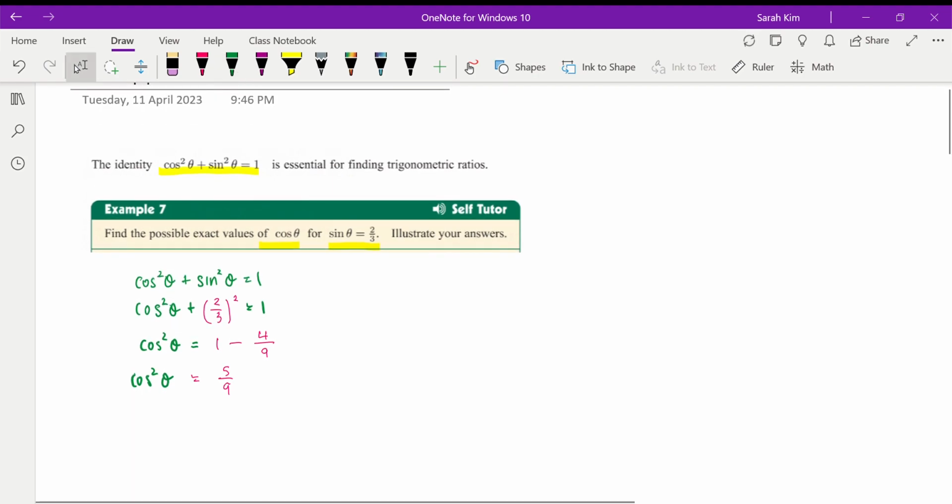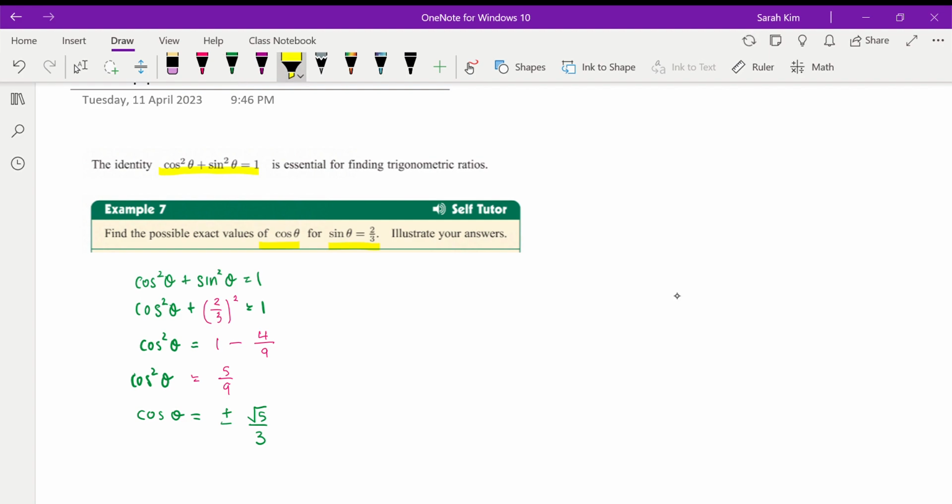I don't want cos squared, I want cos theta. So I know that I have to square root both of them, and whenever I square root both of them, I get plus and minus answers. And when I chuck that in the calculator, I get square root 5 over 3. So those are my two options of cos.